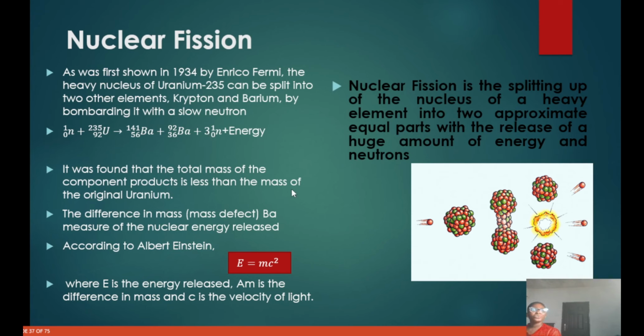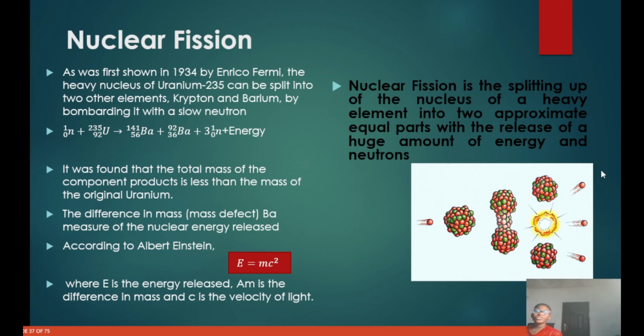It was found that the total mass of the component products, that is when we add them together, is less than the mass of the original uranium. The difference in mass is a measure of the nuclear energy released. The difference in mass is because of the energy release. And don't forget, E equals mc squared, where E is the energy released, m is the difference in mass, and c is the velocity of light.